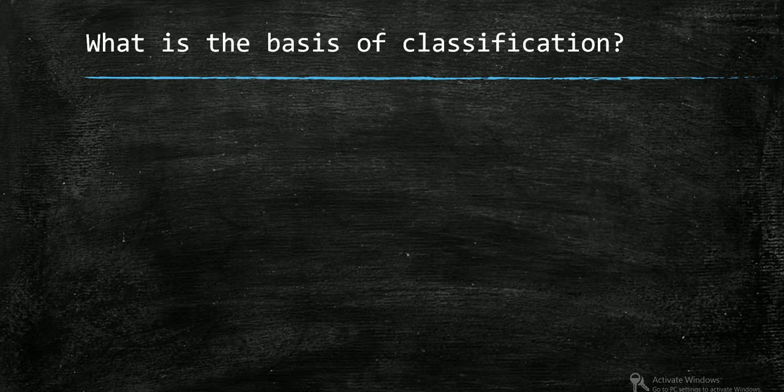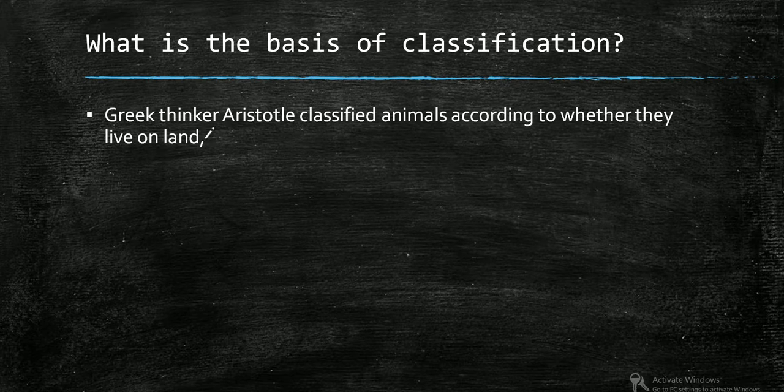Now, what is the basis of classification? Attempts at classifying living things into groups have been made since time immemorial. The Greek thinker Aristotle classified animals according to whether they live on land, in water, or in the air. This is a very simple way of looking at life, but misleading too. For example, animals that live in the sea include corals, whales, octopuses, starfish, and sharks. We can immediately see that these are very different from each other in numerous ways. In fact, their habitat is the only point they share in common.